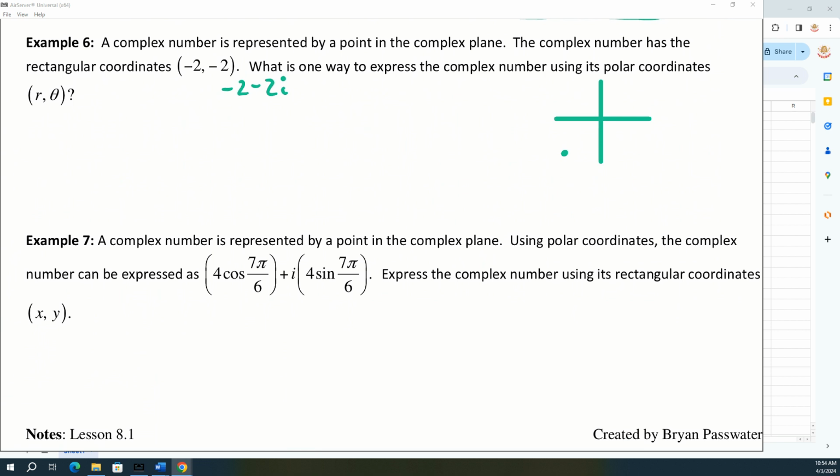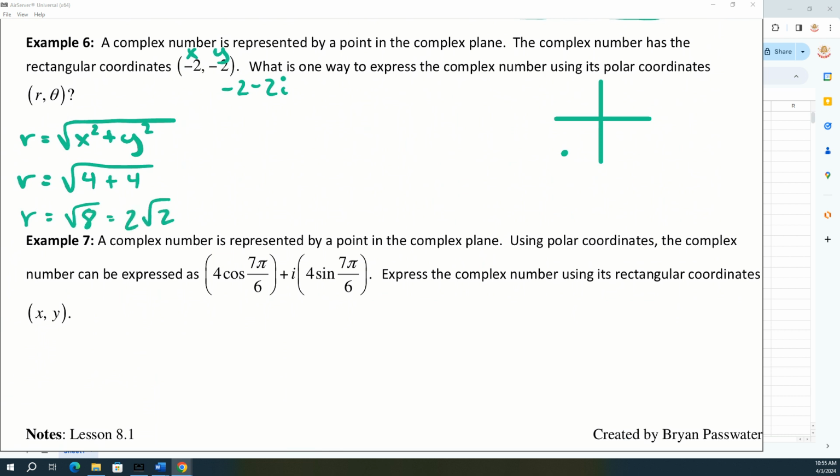All right, so what we want to find is r and theta. What we have is x and y. So those of you that were here yesterday know that to find r, you're going to do the square root of x squared plus y squared, or basically the Pythagorean theorem. All right, so I'm going to go ahead and just square -2 and get 4. Square -2 again, because that is our x and our y. And we get that r is the square root of 8, or in simplified form, 2 square root of 2.